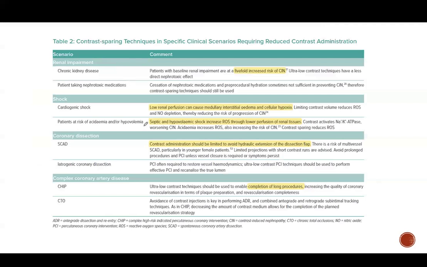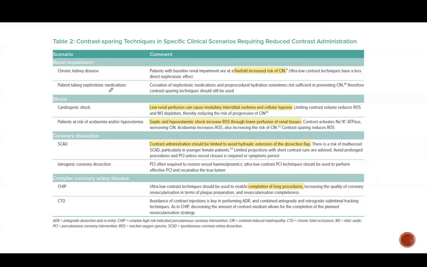Going through the contrast sparing techniques, in patients with chronic kidney disease, if you give more contrast, they are more likely to go into AKI, and there is a five-fold increased risk of contrast-induced nephropathy if you use a higher amount of contrast. And also patients taking nephrotoxic medication may have a high chance of going into contrast-induced nephropathy.